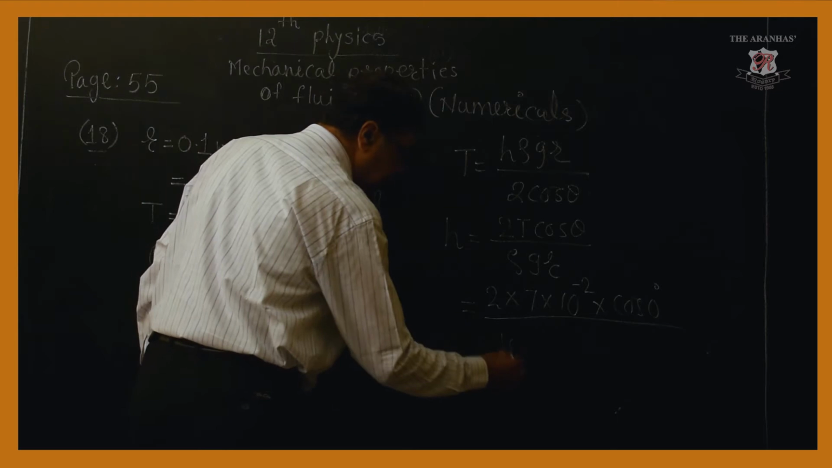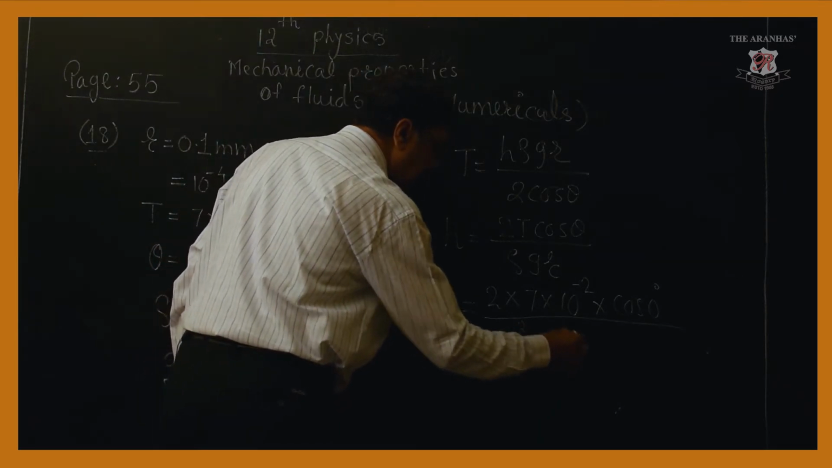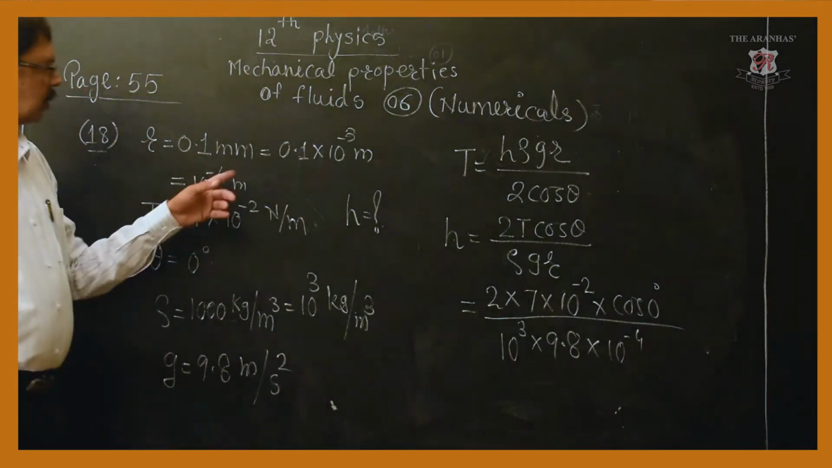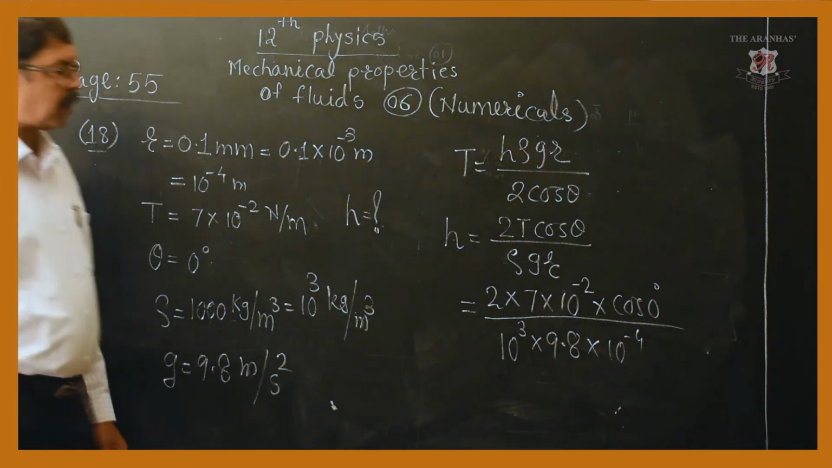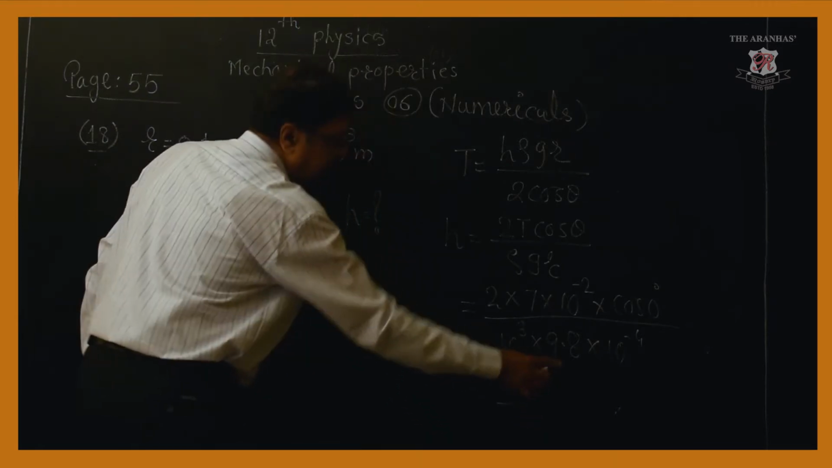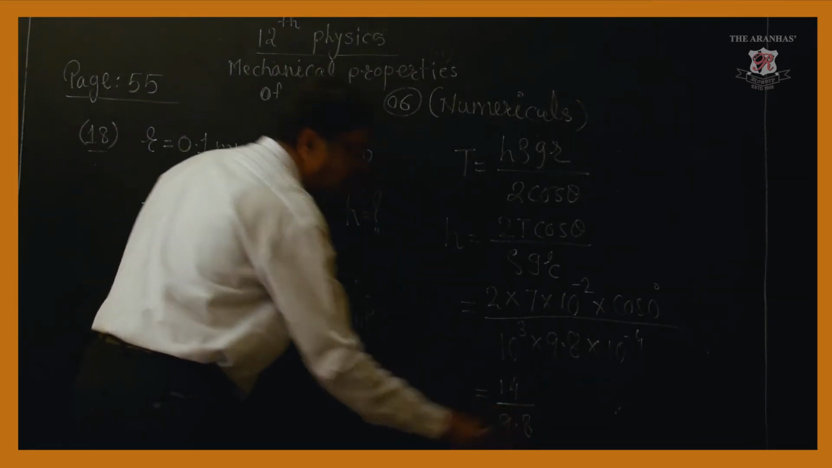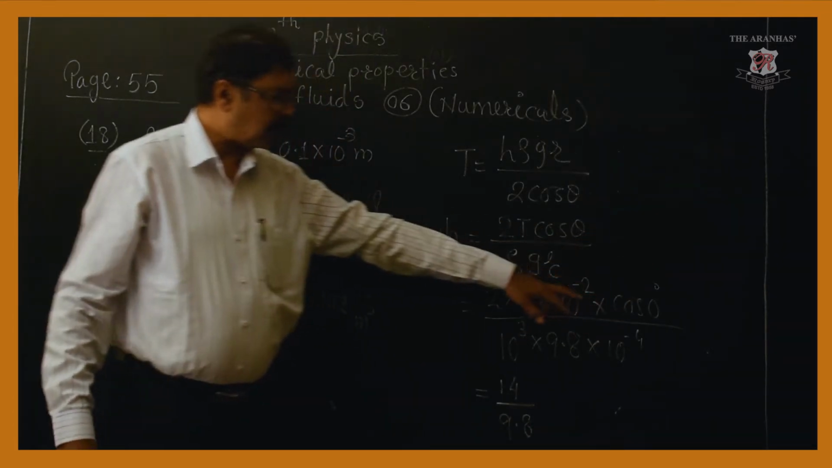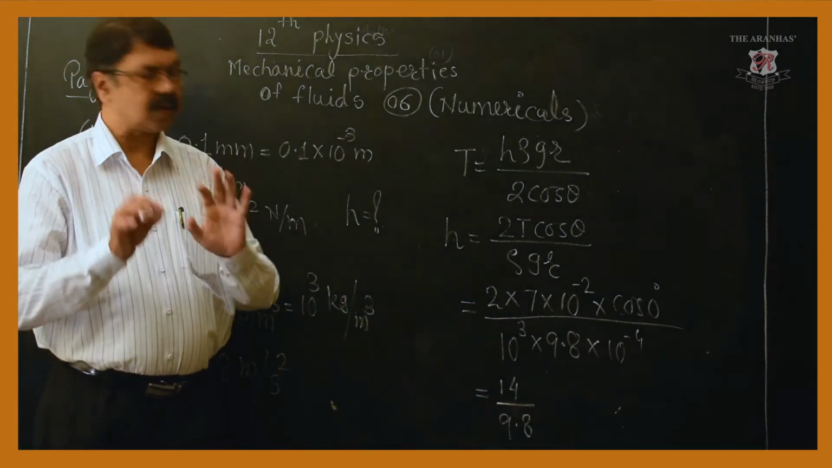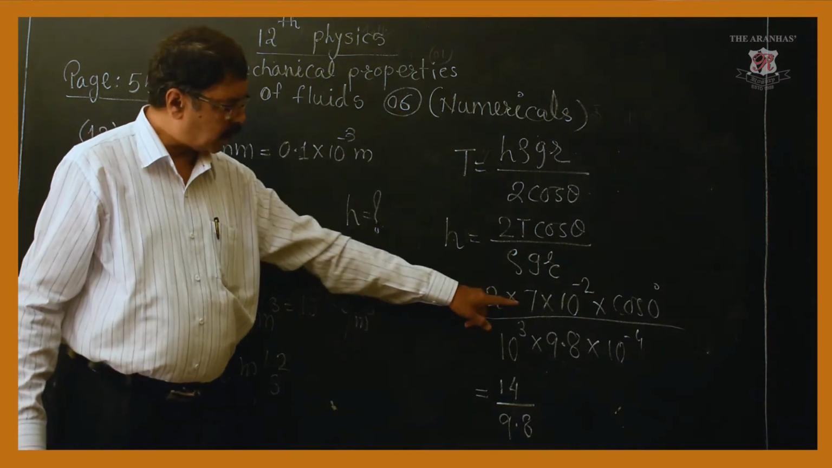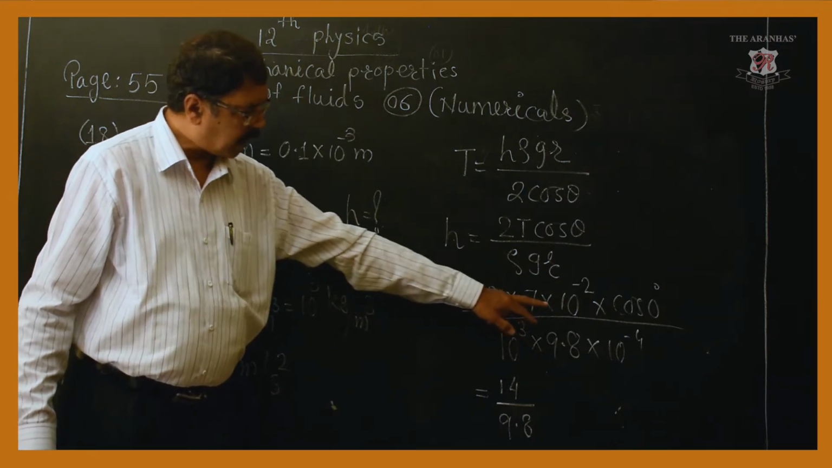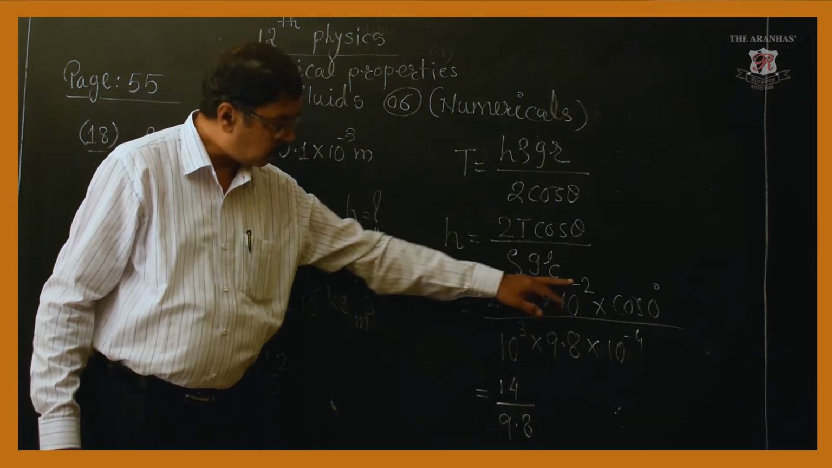Now rho is given as 10 raised to 3, g is given as 9.8, r is given as 10 raised to minus 4. Cos 0 is 1, so this is 14 upon 9.8. This is 1, so I have not considered cos 0. 2 into 7 is 14. Separate the numbers and the powers of 10. So in the numerator you have only two numbers, 7 into 2, which is 14, and 10 raised to minus 2 here.